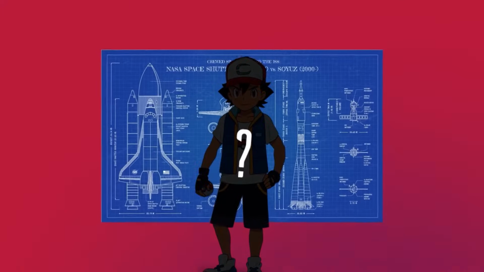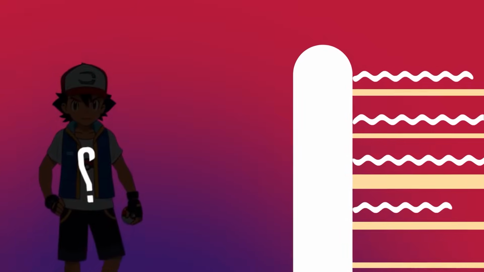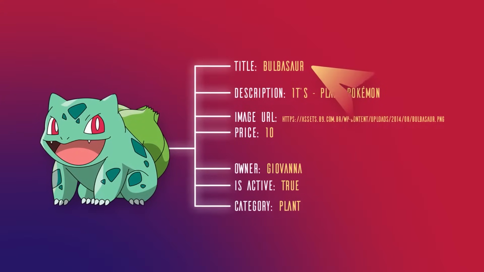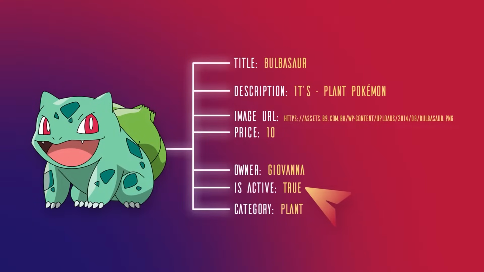A class is a blueprint of creating objects. In our case, we want to build listings. To build a listing, we need to know what information is required. So to make an object of type listing, we need the class to give a blueprint of it. Let's suppose that we want to build a listing object Bulbasaur. As we can see, the listing is made of a title, description, image URL, price, the owner of the listing, if the listing is active, and the category.